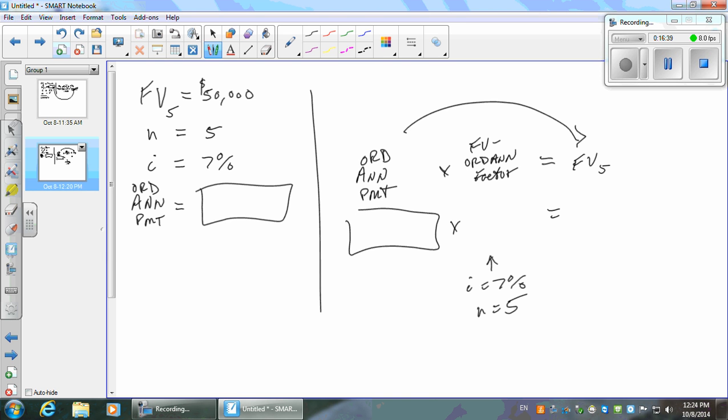So what we'll do is we'll look at the future value of an annuity. Okay? Take a look on page A3, table A4 this time. 7% column. Let's go down to 5 periods. Okay? What's the factor we pick up?